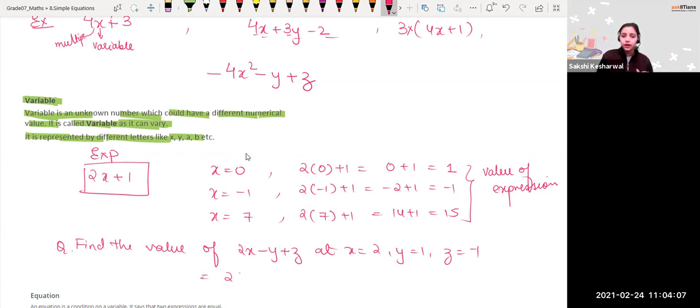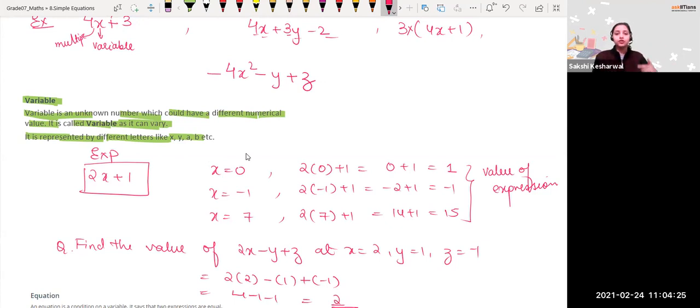2 into 2 minus of 1 plus of minus 1, right? So this is equals to what? 2 2s are 4, minus 1 minus, it is minus 1, plus into minus is what? Minus, which is equals to 4 minus 2 is equals to what? 2. That's your answer. That is the value of this expression at these particular values.